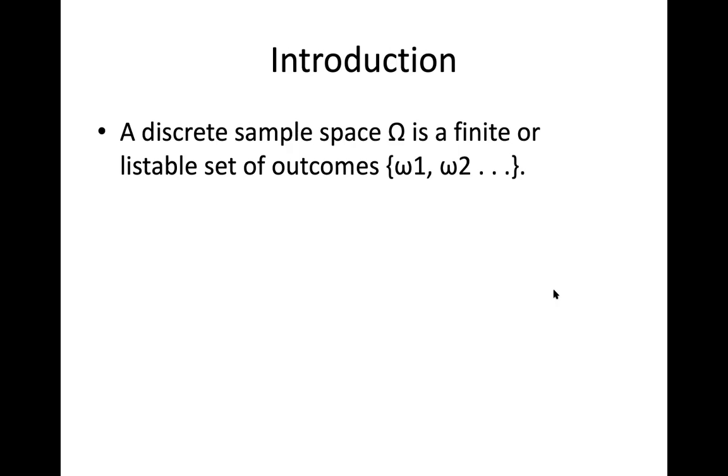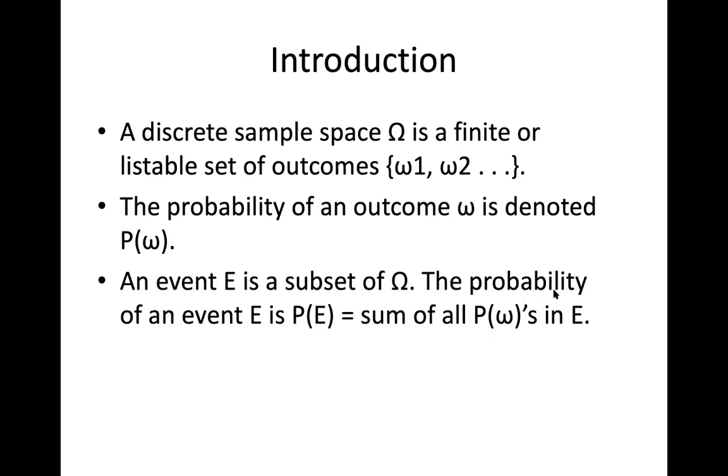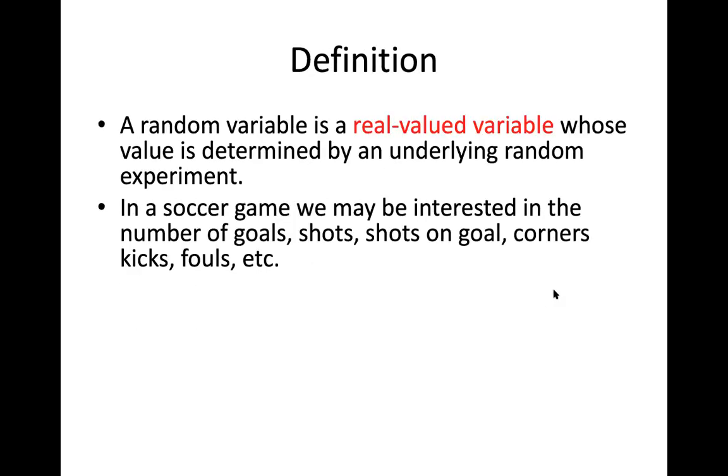If you remember, we were talking about sample space. We were talking about probability of an outcome. We were talking about an event, which is a subset of the sample space. So you remember all these details. So that's why I would like to jump into the concept of random variable immediately.